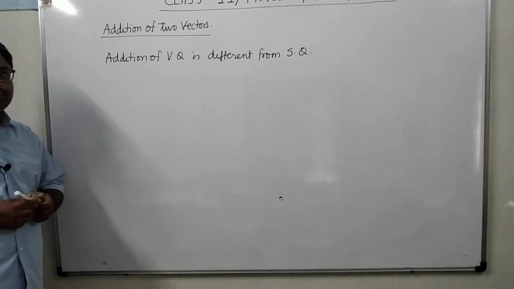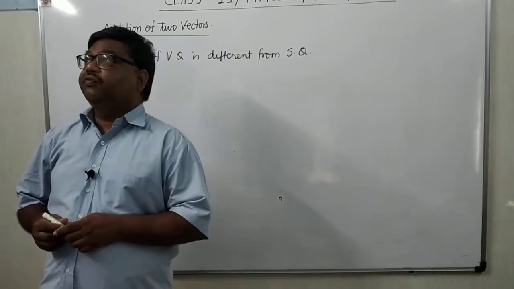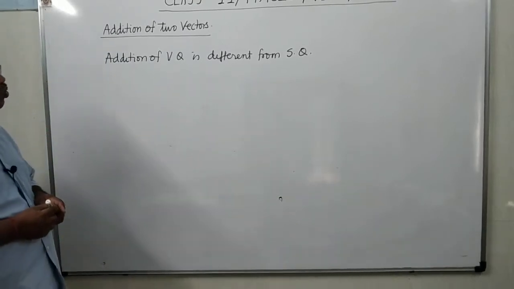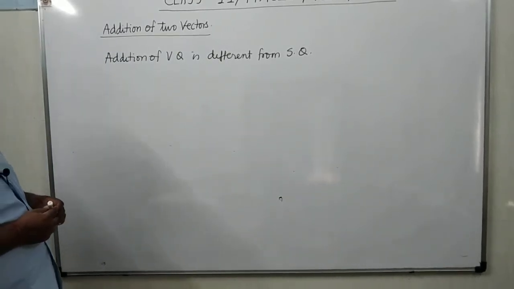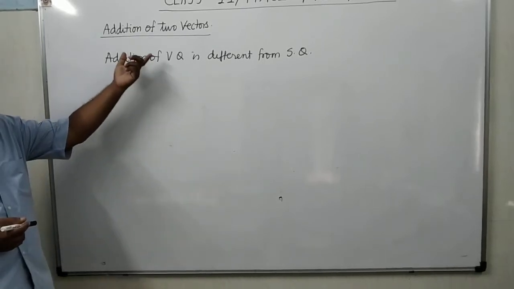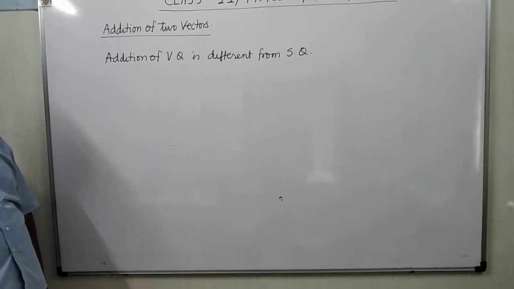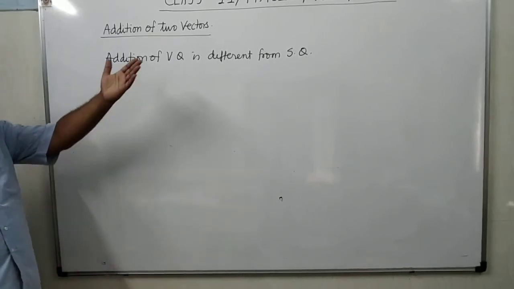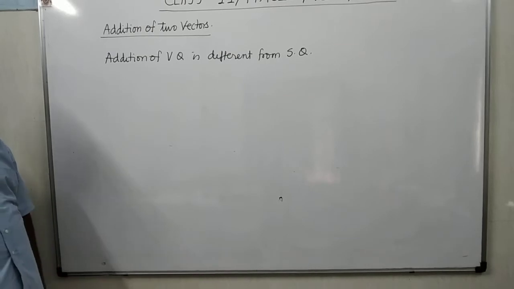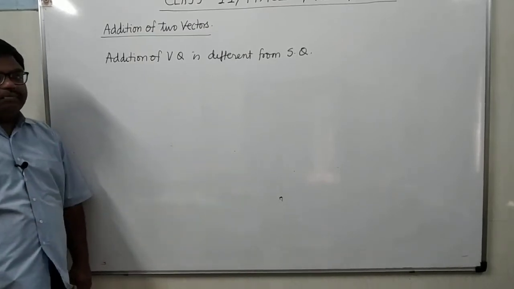Scalars are those which require only magnitude to define completely, while vectors are those which require magnitude as well as direction to define completely. Means they can be defined completely only when you mention the direction besides the magnitude. But in scalar quantities, there is no sense of mentioning direction. Their description requires only the magnitude.